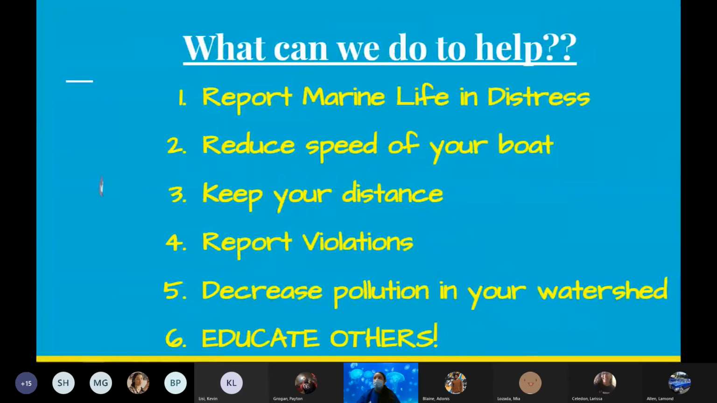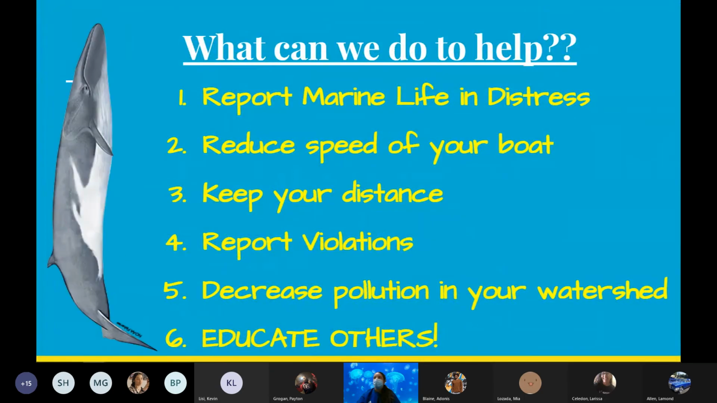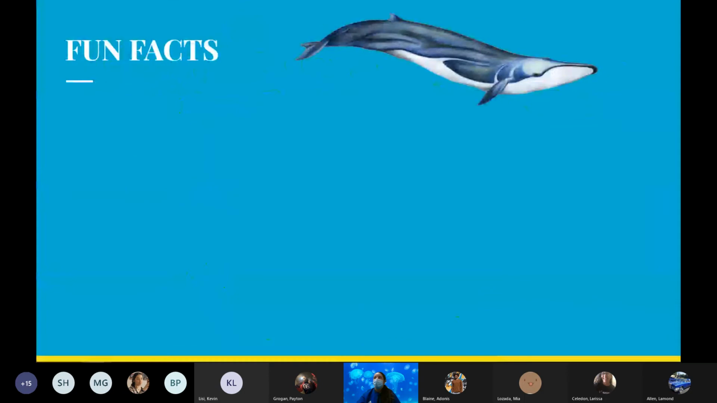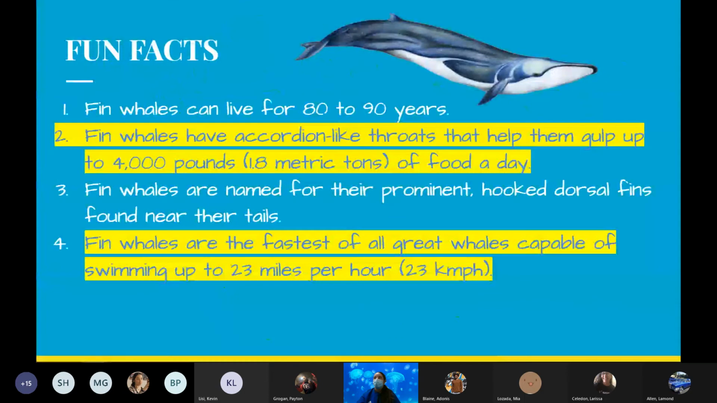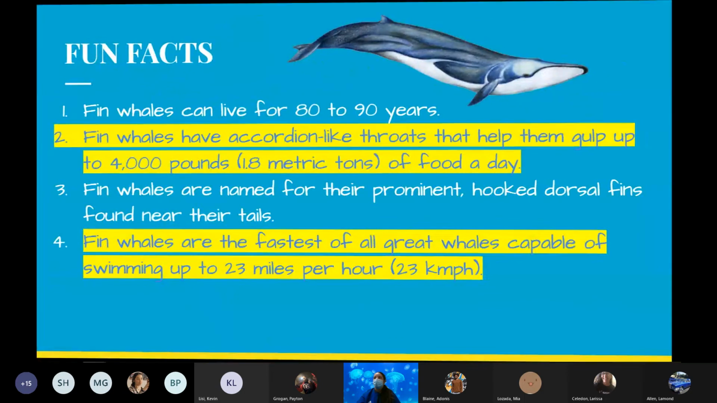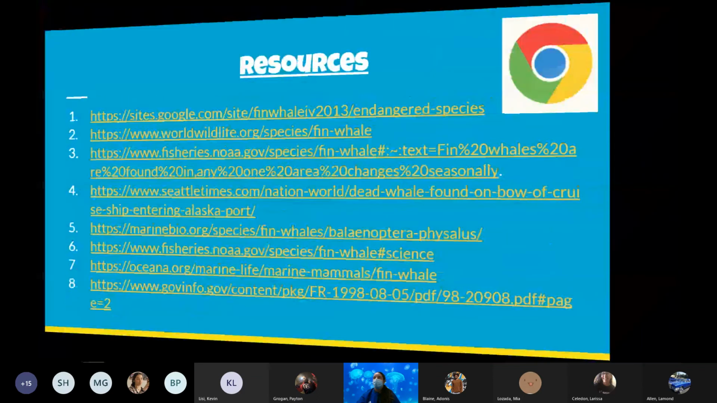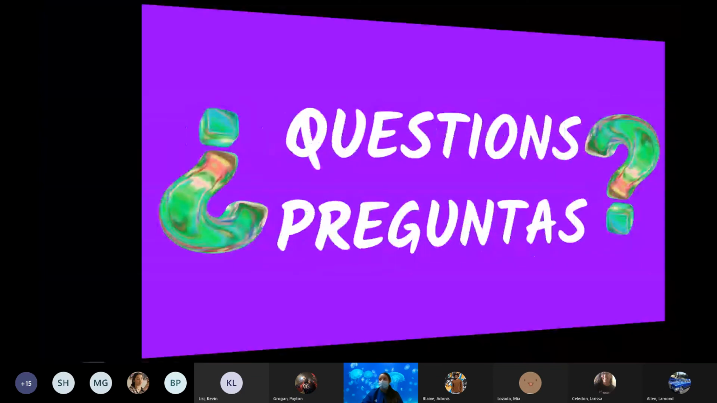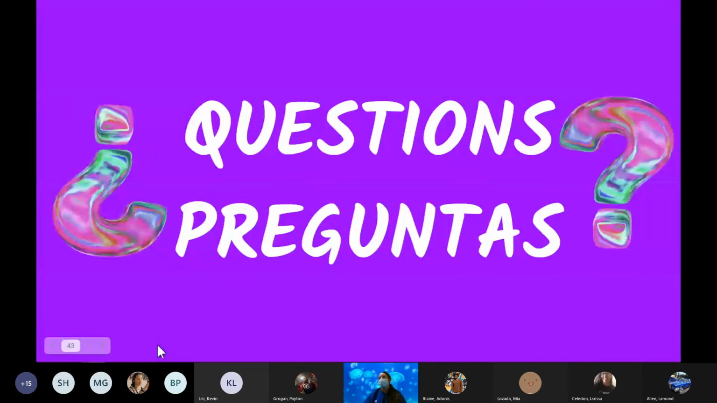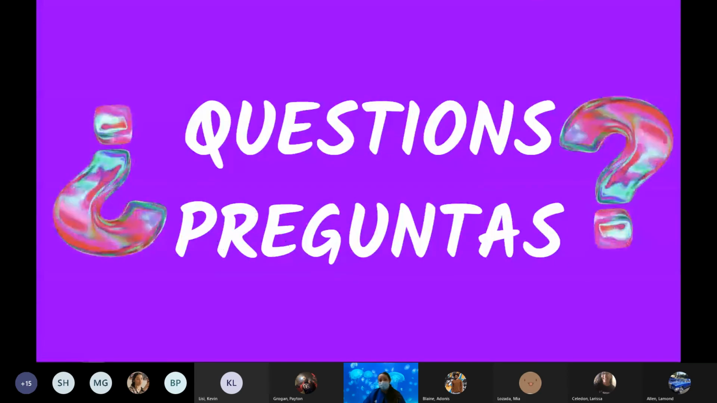This is something extra I added. Fun facts, just because I'm extra. And then my resources page, which has at least one .gov on it. The end. So does anyone have any questions about this project thus far?